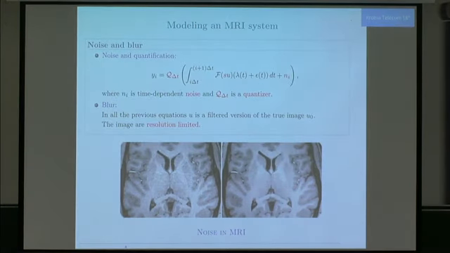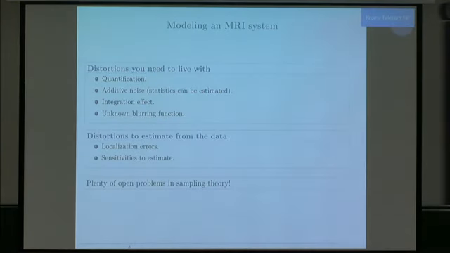It's just a pointwise multiplication. Yes. So then you have noise and blur. So you have additive noise. This is due, for instance, to your ADC. And you have quantization, and the quantization depends on your sampling time, delta t. In addition, you have blur. So in all the previous equations, you are actually not measuring the true image u0, but a filtered version of it. And so the images are intrinsically resolution limited in MRI. You cannot expect to have infinite resolution. So, okay, that was for the modeling, and so you see that you have plenty of things that happen in MRI.